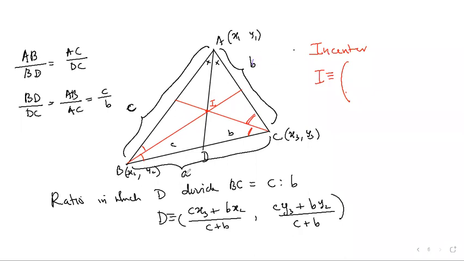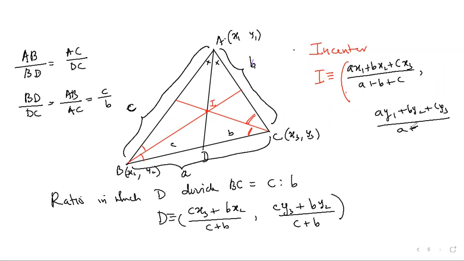Now for the incenter, a will multiply x1, b will multiply x2, c will multiply x3. The opposite sides will multiply the vertex, divided by a plus b plus c. Same way for the y coordinate: a y1 plus b y2 plus c y3, divided by a plus b plus c. This is the formula for the incenter. Very important formula.